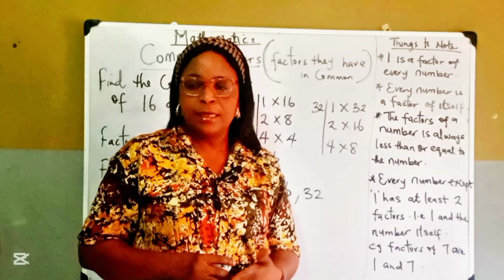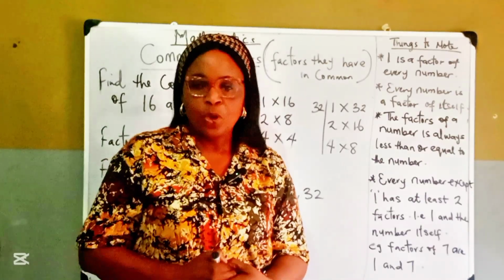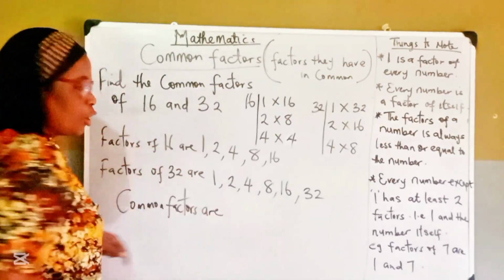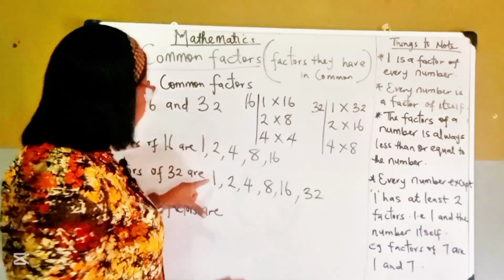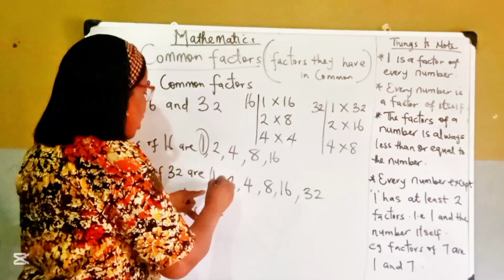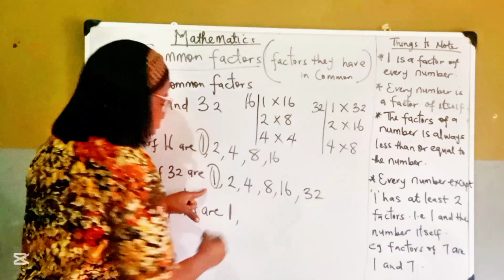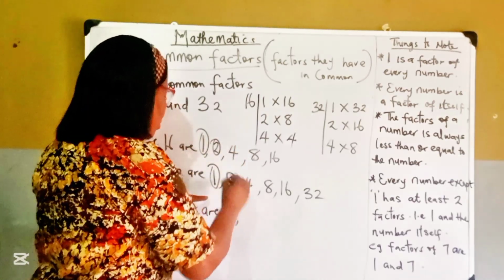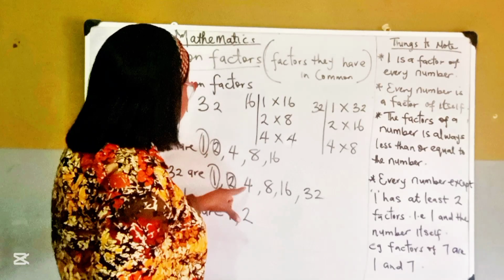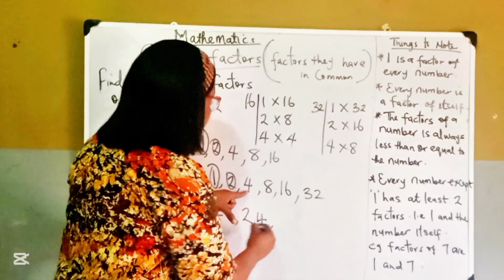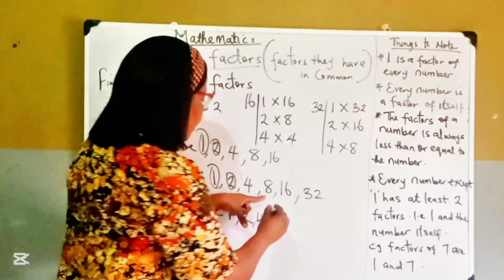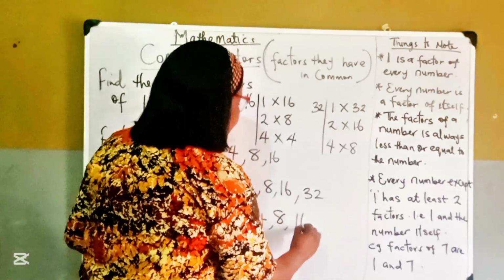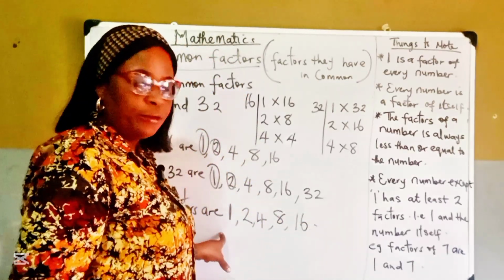Now we are going to look at the factors they have in common. What are the common factors of 16 and 32? They have 1 here, 1 here, so bring out 1. They have 1 in common. 2 here, 2 here, we have 2. 4 here, 4 here, we have 4. 8 here, 8 here, we have 8. 16 here, 16 here, we have 16. So these are their common factors.